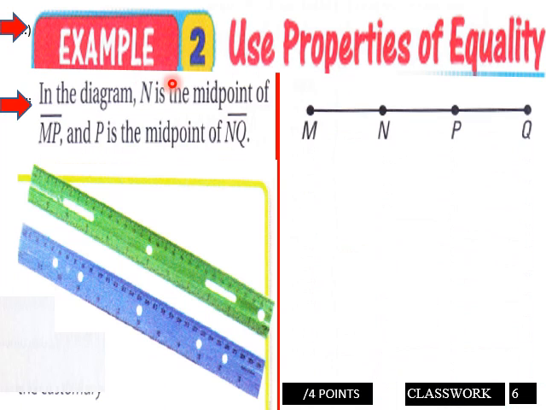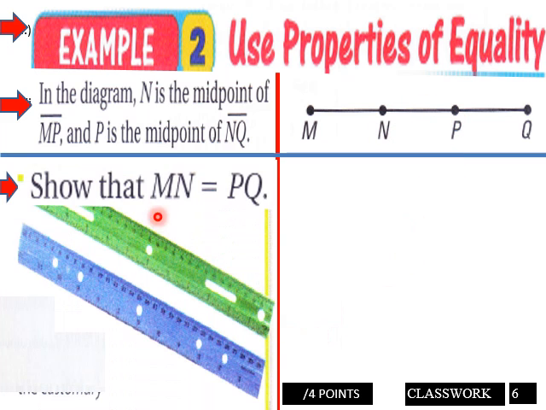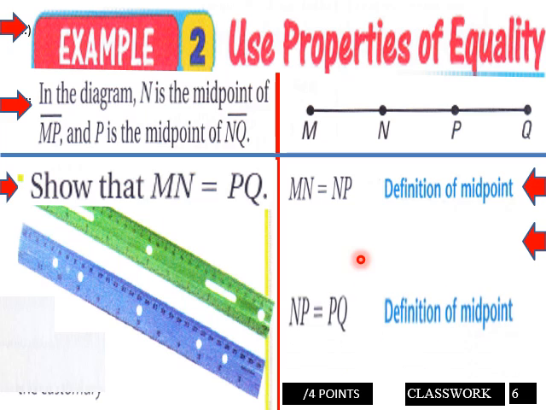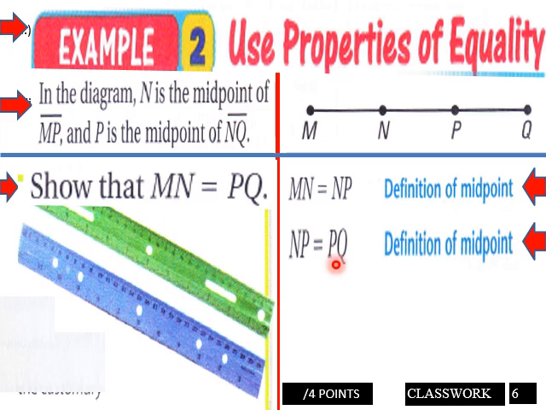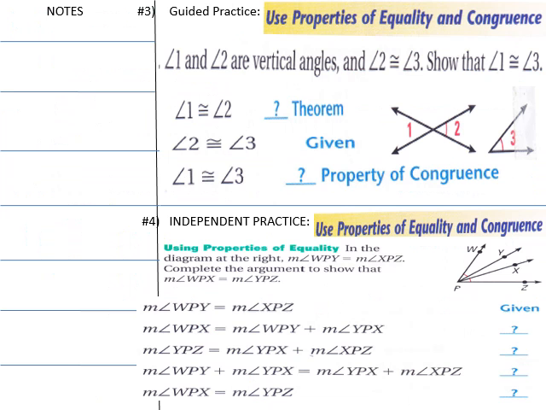Example 2, use properties of equality. In the diagram, N is the midpoint of MP, and P is the midpoint of NQ. Show that MN equals PQ. So, definition of a midpoint, MN equals NP. Definition of a midpoint, we've already defined that. NP equals PQ. So MN equals PQ, by the transitive property.